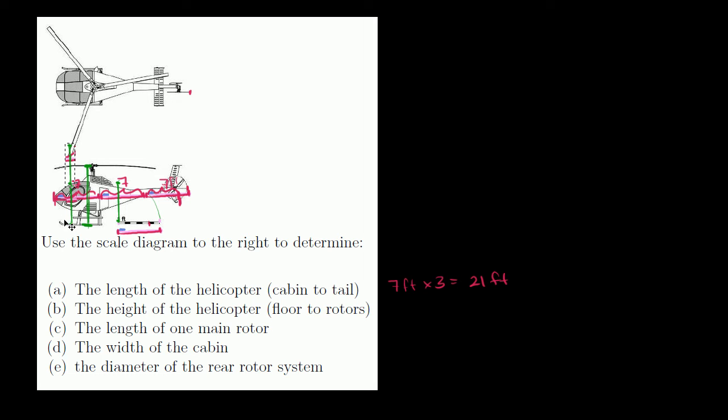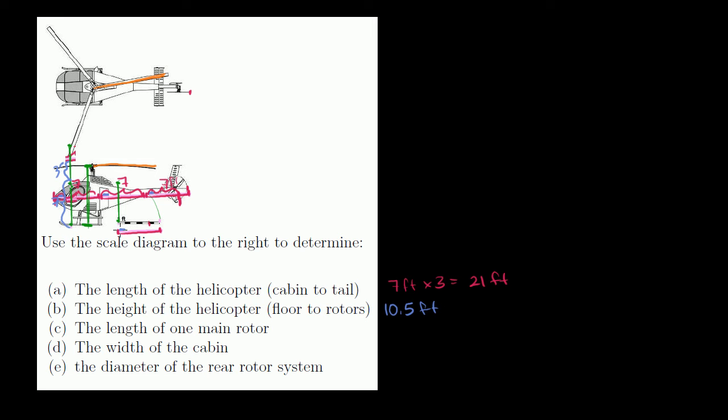So I would say this is 7 right there, and then we get about 3.5. So 7 plus 3.5 is 10.5 feet. The length of one main rotor. And I think the main rotor they're talking about is this length right there. That length right there is the length of one main rotor, or actually this length right here. That is the length of one main rotor.